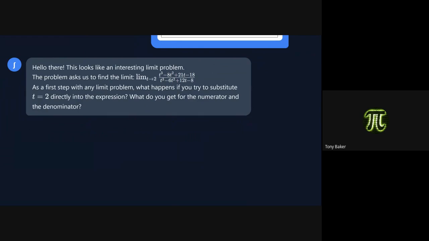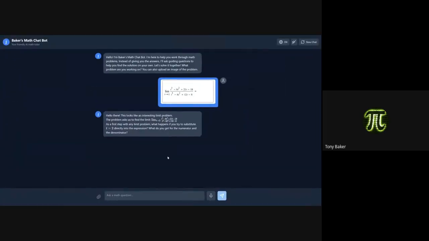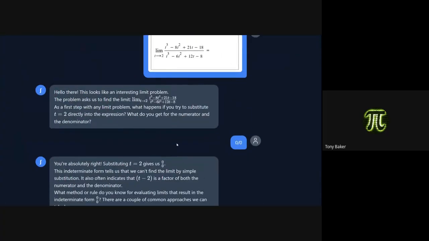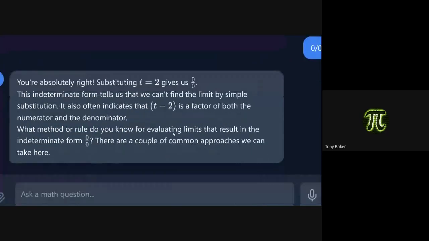So it's like, okay, what's the first step you try? Well, try plugging the number in. If you plug the number into this problem, you end up getting 0 over 0. See? This is awesome. What happens when you get 0 over 0? And it literally walks you through it. So if you're totally and utterly stuck, you can do that.